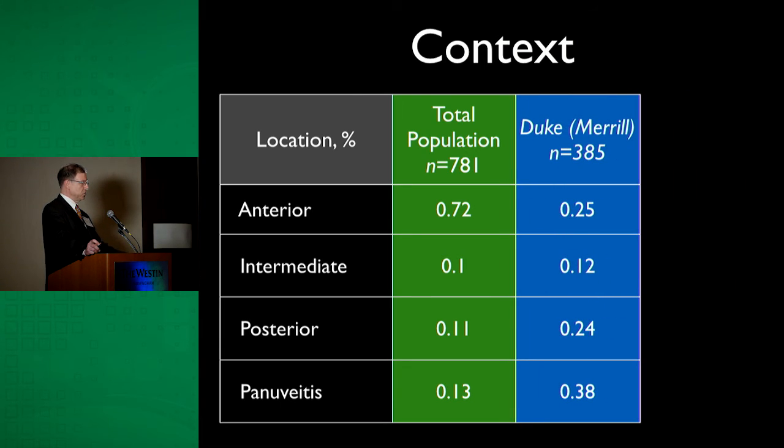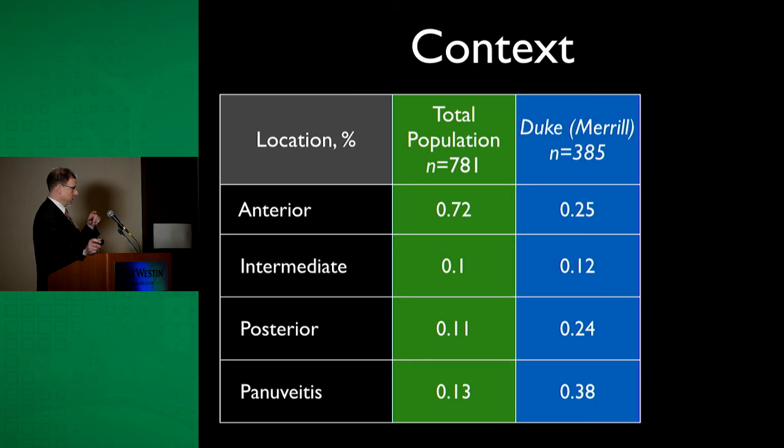So if we look at other studies, Duke has had a longstanding uveitis clinic. It's also in the southeast, eastern seaboard. They looked at their patients, and you can see the distribution here was actually quite a bit different. So they only had 25% of their patients were anterior, 12% intermediate, about 24%, so equal to anterior, were posterior, and almost 40% were panuveitis. So it's important to look at the context of this.